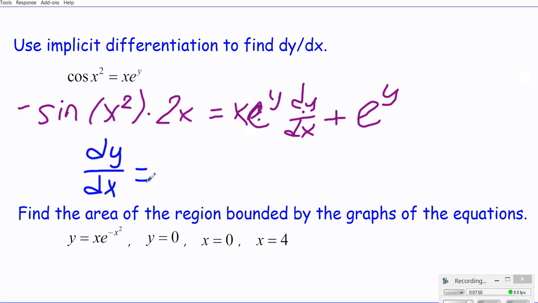Okay, so for dy dx, we would have all the things that are currently on the left-hand side, and I'm going to subtract that e to the y over to this side.